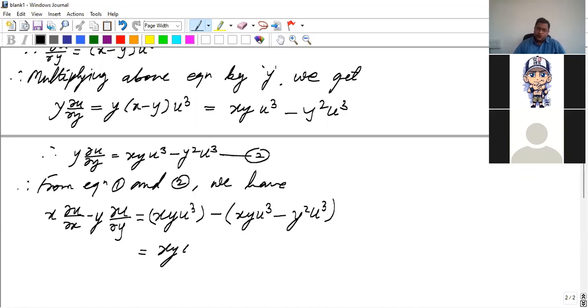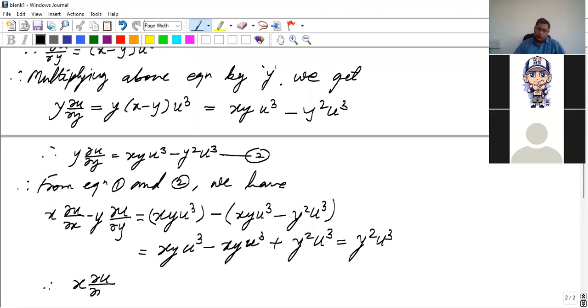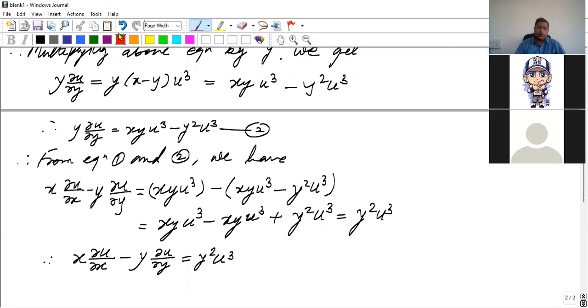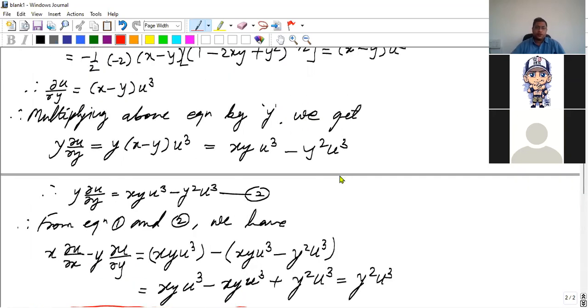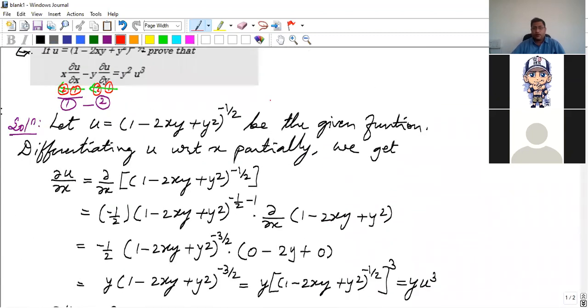So simplify: x y u cube minus x y u cube, and minus minus will become plus y square u cube. So this term and this term will get cancelled. What we have is y square u cube. So we got here x w by w x minus y w by w y is equal to y square u cube. And we can see that is exactly what we wanted to have. Okay, so this is the claim that we wanted to prove, and we proved it.